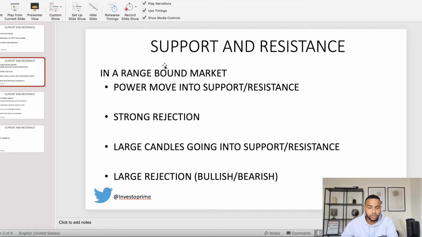So what makes a support and resistance technique very powerful and very accurate? It's a self-fulfilling prophecy. How you correctly identify a range bound market is that there's a power move into support or resistance.